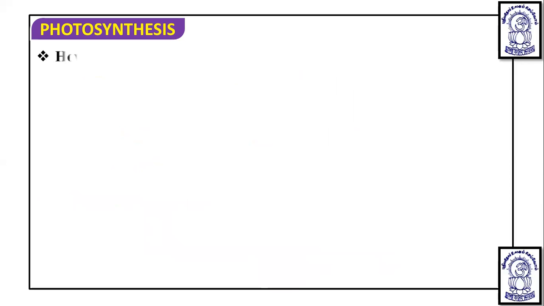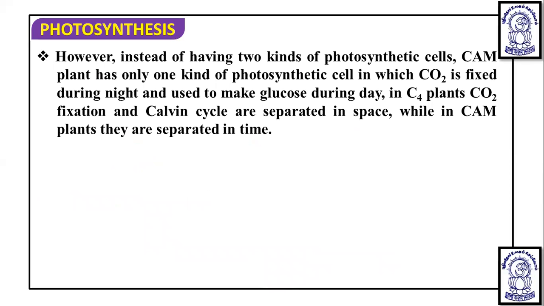So here what we have understood is that instead of having two kinds of photosynthetic cells, CAM plants have only one kind of photosynthetic cell. In CAM, CO2 fixation occurs during night and is used for making sugar during the day. In C4 plants, CO2 fixation and the Calvin cycle are separated in space, while in CAM plants they are separated in time. This is the important point.